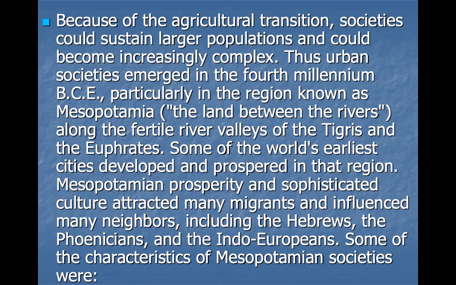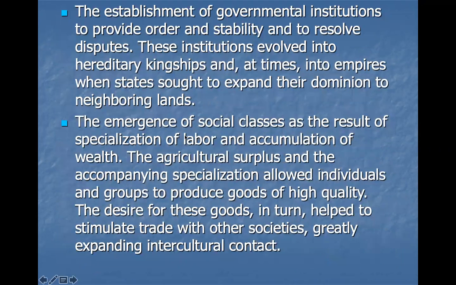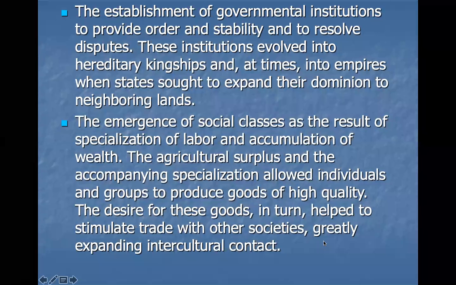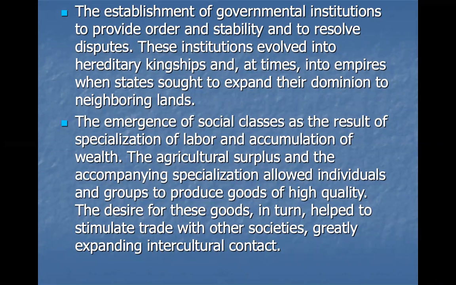Some of the characteristics of these societies: establishment of government institutions to provide order and stability. These institutions evolved into hereditary kingships and at times into empires when states sought to expand their dominion into neighboring lands. The emergence of social classes as the result of specialization. So you had people who did other things than just grow food. And you start seeing trade, bartering, things like that.